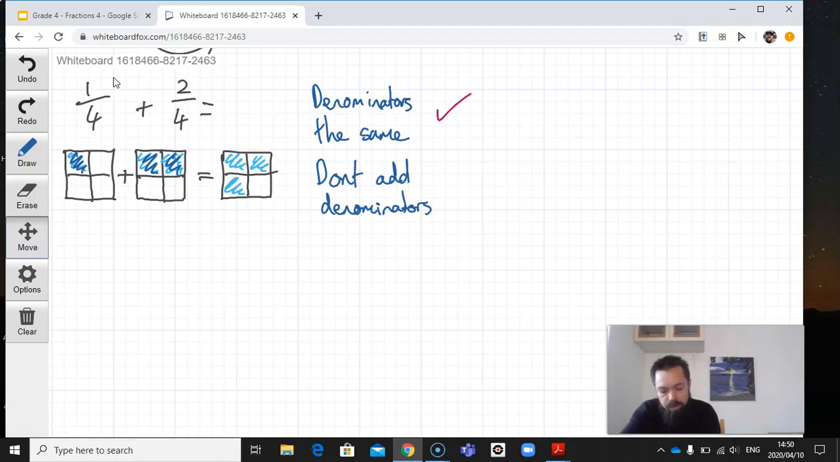Now that we've worked that out, our denominator stays the same. So it was 4 in the question, we're still looking at quarters. And 1 plus 2 gives us 3. So our answer is 3 quarters. Second question. We've practiced one, let's practice a second.